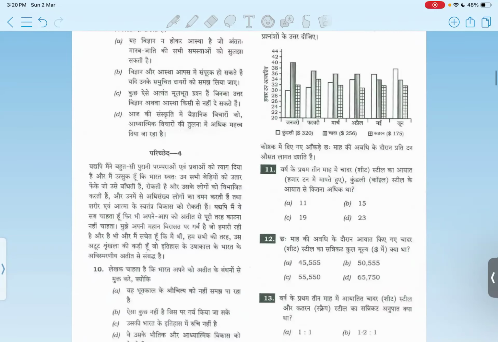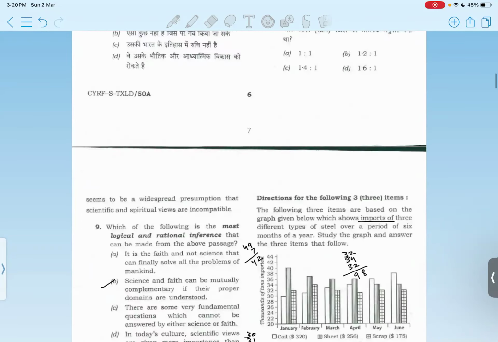Now here, again, most logical and rational inference: science and faith can be mutually complementary if their proper domains are understood. Option B. Passage number 4, the author wants India to rid herself of certain past bonds because they obstruct her physical and spiritual growth. Option D.